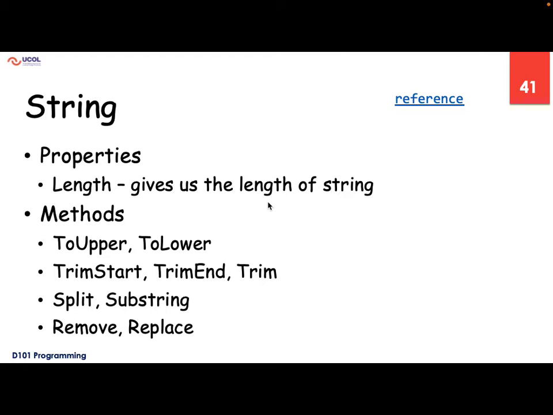ToLower means it will convert all the characters to lowercase if possible. Of course, if it is 0, 1, 2, it can't do anything. But if it is A, B, C, and it is capital, it will convert that to lowercase. Then we have Trim, TrimStart and TrimEnd. These are the trimming methods. We can also have Split, which means we are splitting the string into different parts. Substring means we are trying to find out if a specific string exists within that particular string, or maybe we are trying to find a smaller part out of the string. Then we have Remove and Replace.